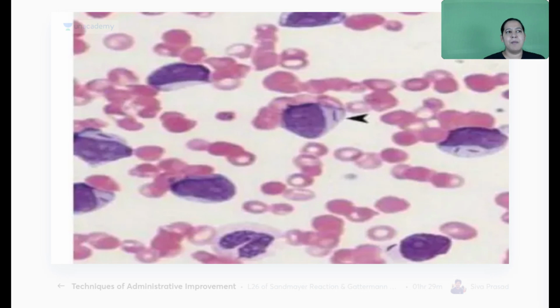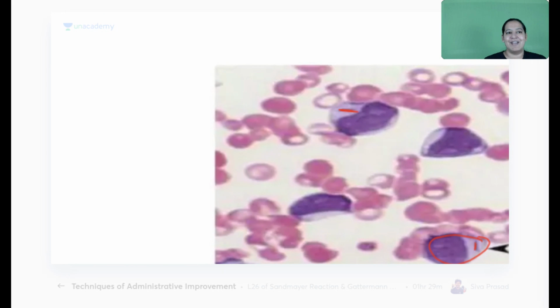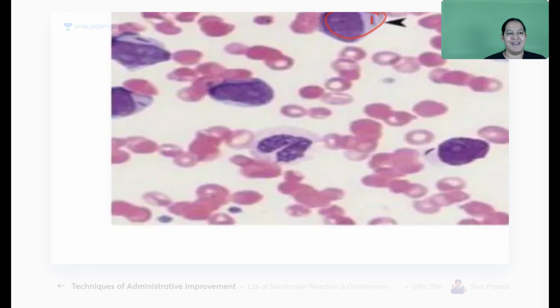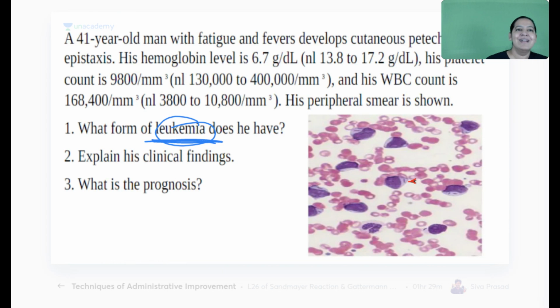So can you see something is marked with the arrow inside the cell? This is a blast cell. Just now I taught you what it is. Some rod-like structures are there in the cytoplasm. Who will give me the answer? Karthik, Lucifer, Savita, Dr. Gaurav, you all are right. Very good. It is AML.